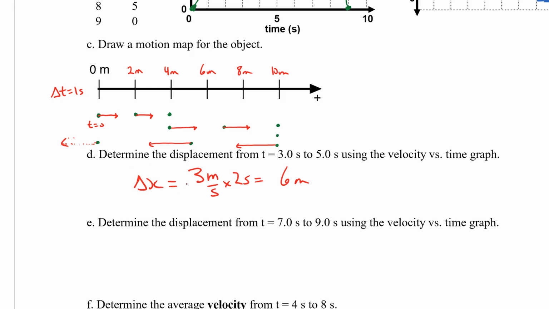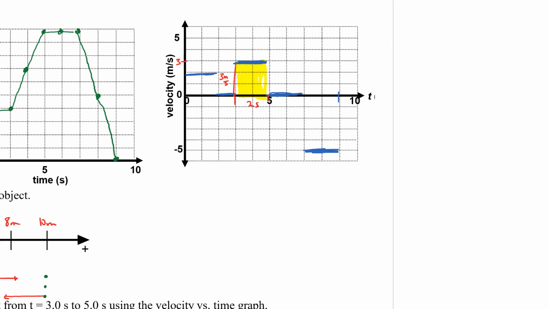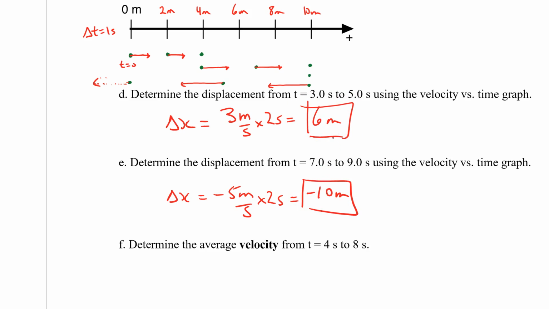Okay. Determine the displacement from 7 to 9 seconds. Okay, from 7 to 9. Now, this is over here. And I wonder if you caught this. Now, this side here is actually a negative 5 meters per second, and this is 2 seconds. So when I write this here, I'm going to say delta x is equal to negative 5 meters per second times 2 seconds. So again, the seconds cancel out, and I get minus 10 meters. I like putting boxes around my final answer. So it went in a negative direction, so that's why it's negative.